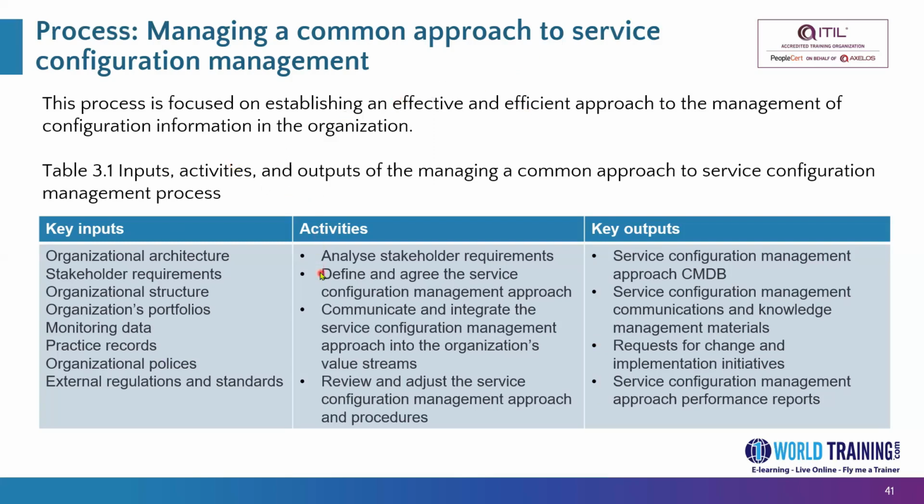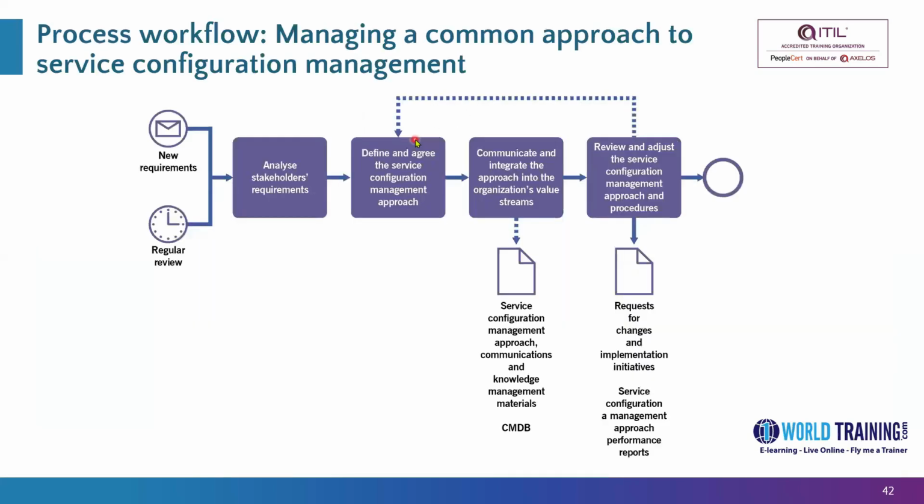And the activities are 4 here. First of all, analyze stakeholder requirements. We will be going into detail on each one of these. Define and agree the service configuration management approach, then communicate and integrate the service configuration management approach into the organization's value streams, and review and adjust the service configuration management approach and procedures. So this is a depiction of this process.